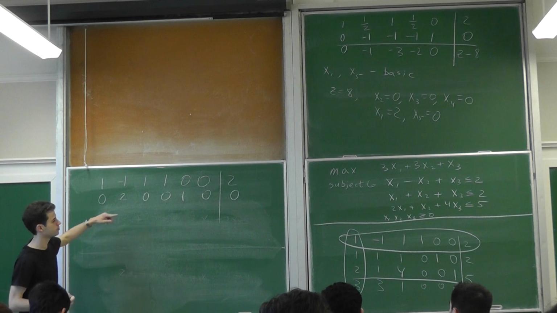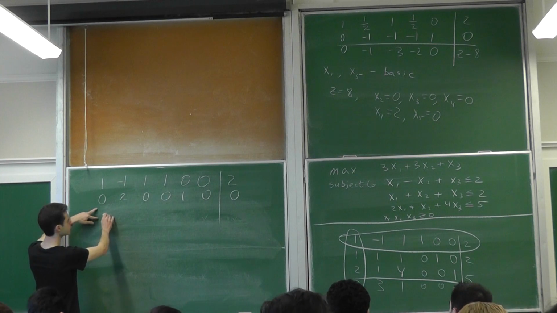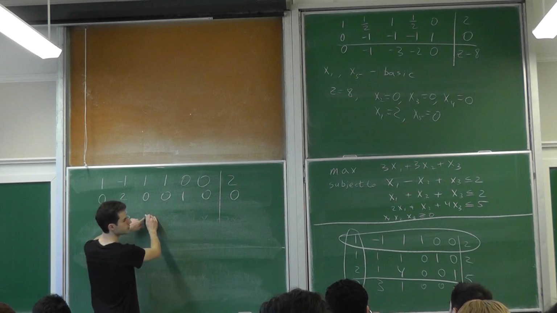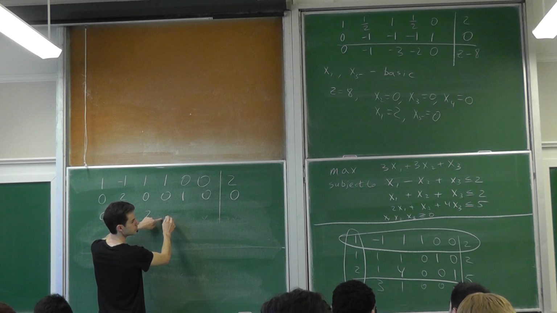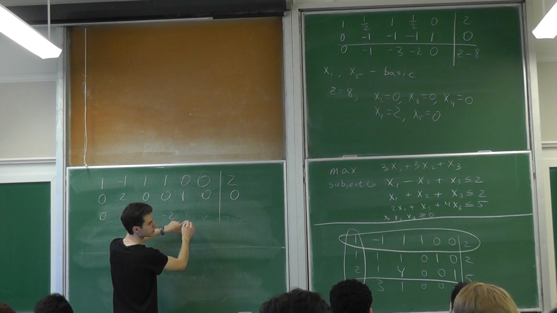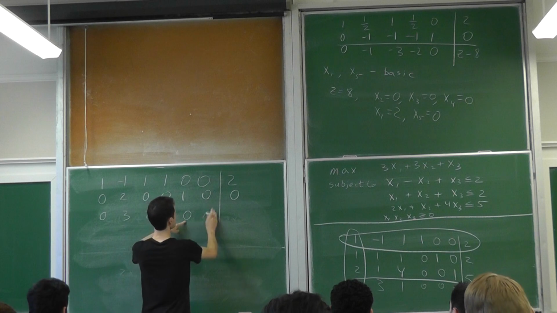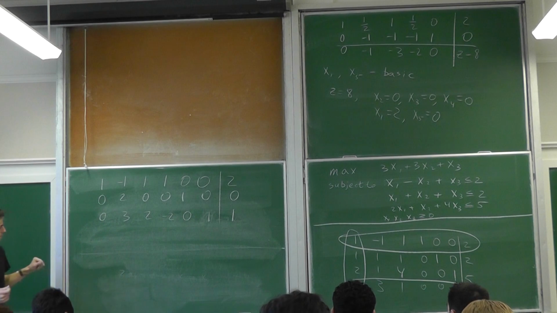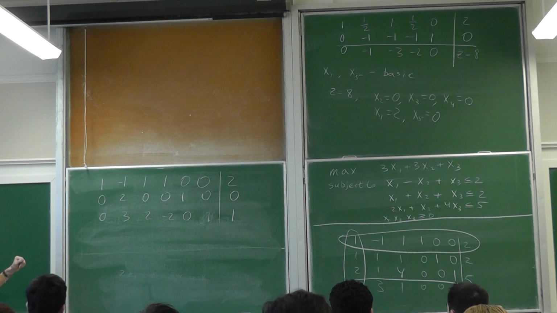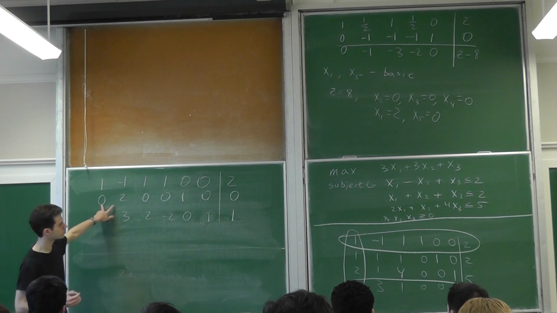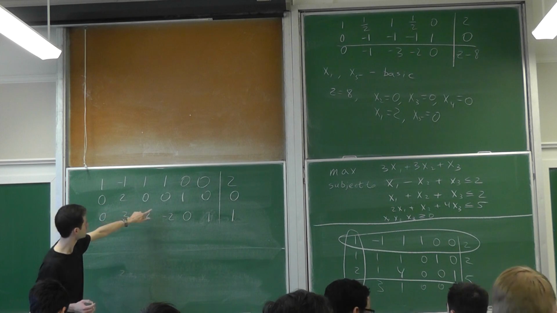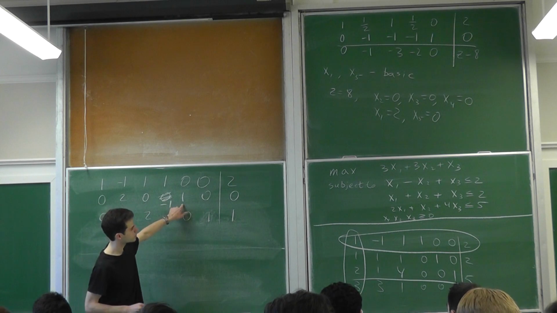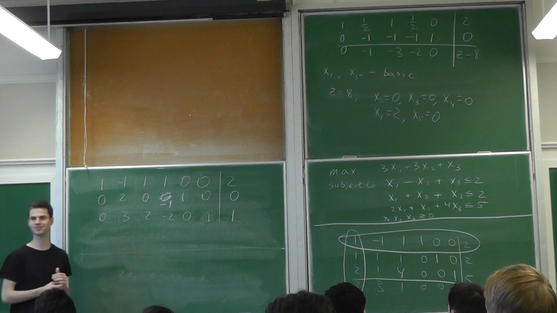Okay, I'll subtract 2 times the first row from the third one. 0, 1 minus 2 times minus 1, 3. 2 minus 2, 0, 0, no, 0, 1, 1. In the second row, shouldn't it be 0, 2, 0, negative 1? Yes, maybe. So this should be negative 1. 1, 0, 0, yeah, thank you.